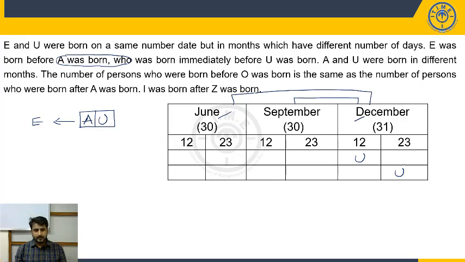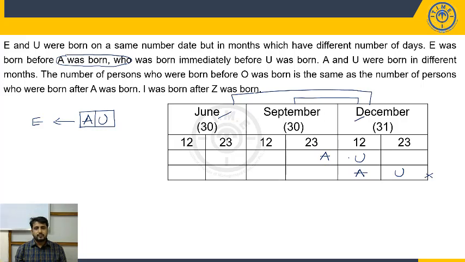Okay. Now what is given? A is immediately before U. And what else is given? A and U were born in different months. So it cannot be the same month possibility. So AU. And what is given?